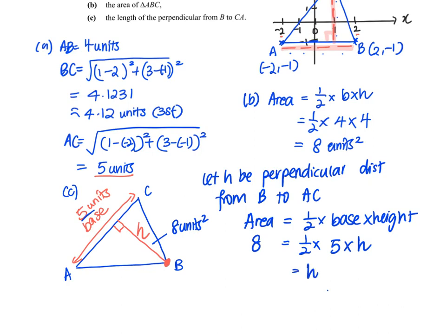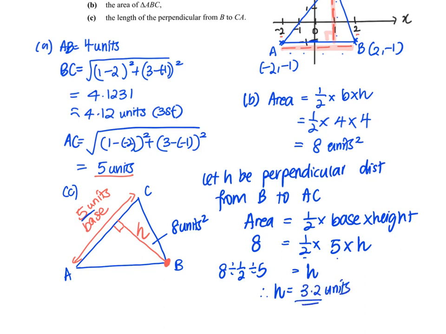We need to undo half and undo 5. So I take 8, divide by half, divide by 5. So 8 times 2 divided by 5 will give me the number 3.2. So the perpendicular distance from B to AC will now be 3.2 units.